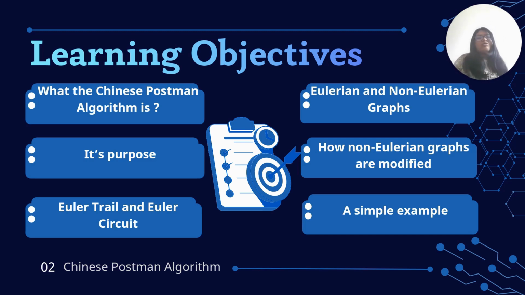Then we will discuss its purpose. Why do we actually need this algorithm in the real world? After that, we will look at the difference between Eulerian and non-Eulerian graphs. And most importantly, we will learn how non-Eulerian graphs are modified so they can be solved. Finally, we will tie everything together with a simple step-by-step example so you can see exactly how the algorithm works in practice. Let's get started.